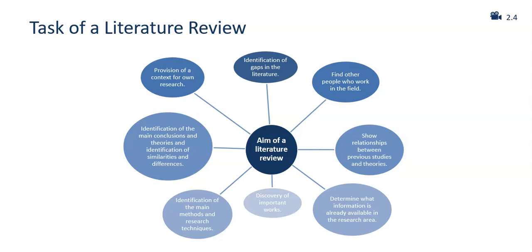The literature review has different objectives. One of these aims is, for example, to identify findings and theories that are important in the context of one's own research. Furthermore, the literature review should show the relationship between previous studies and theories. A further aim of the literature review is to identify information that is already available in a research area. The critical examination of this already existing information then leads, in the best case, to the identification of a research gap, a gap in the literature.